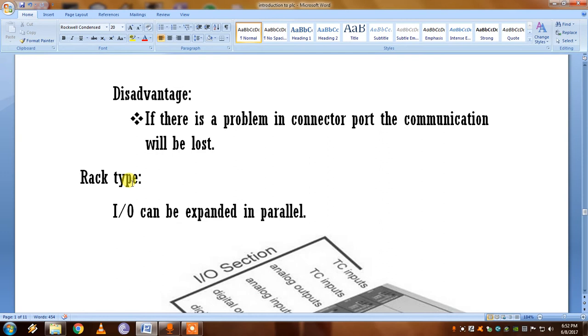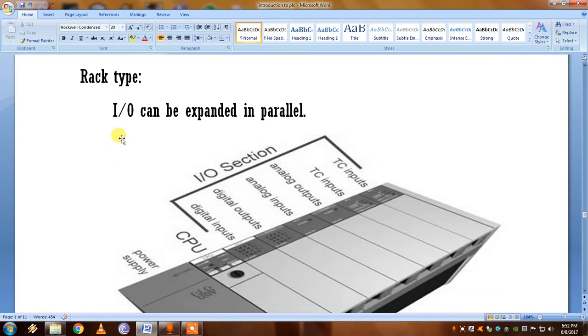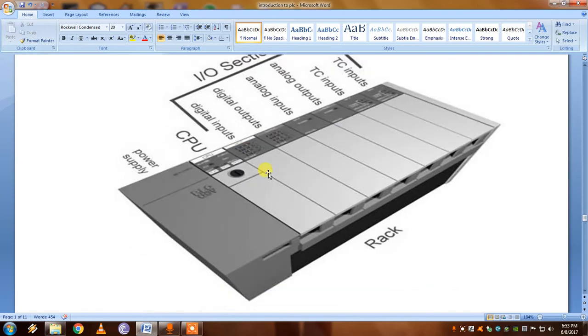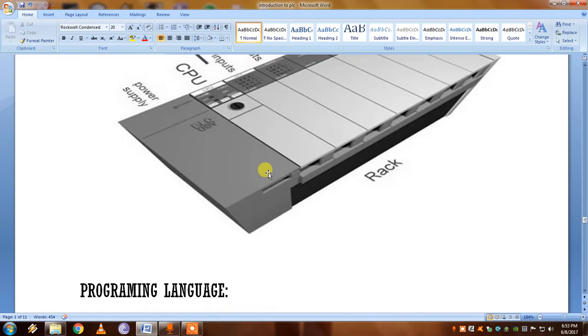To overcome that, the rack type is used. IO can be expanded in a parallel condition. So when one of the modules fails, it can be removed and replaced with another module. The CPU will have an independent connection with every module, so that every module will be supplied without interruption. This is the main advantage of the rack type.